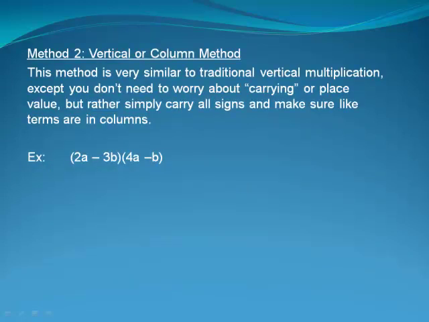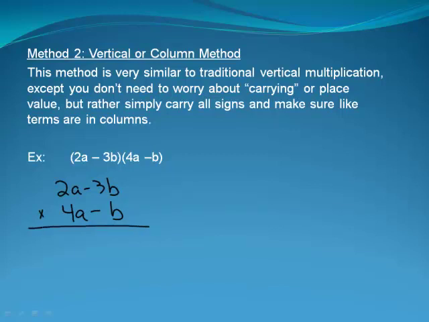All right, so method 2 is the vertical or column method. This method is very similar to traditional vertical multiplication, except you don't need to worry about carrying or place value, but rather simply carry all signs and make sure like terms are in columns underneath one another, because that makes combining like terms easier. All right, so we're going to take this problem, this binomial times this second binomial, and we're going to write it like it was a traditional multiplication problem that you did in columns.